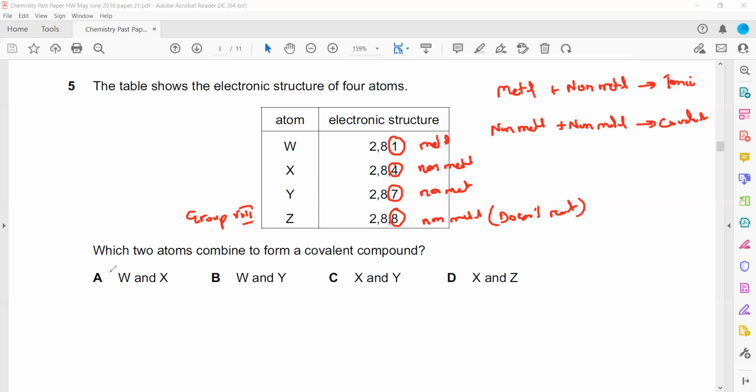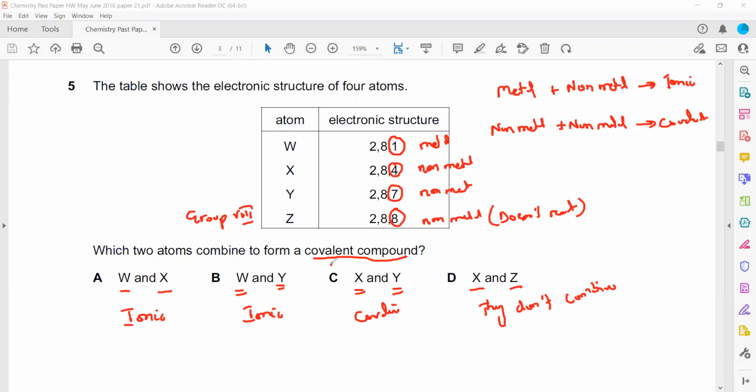So you're left with, when you check option A, W is a metal, X is a non-metal. When a metal combines with a non-metal, what kind of bonding will they have? Ionic. W is a metal, Y is a non-metal. When they combine, ionic. X is a non-metal, Y is a non-metal. When they combine, covalent. X is a non-metal, Z is also a non-metal, but they don't react. They don't combine with each other because Z is an unreactive non-metal. The question is, which combination gives a covalent compound? That's why C is the right answer.